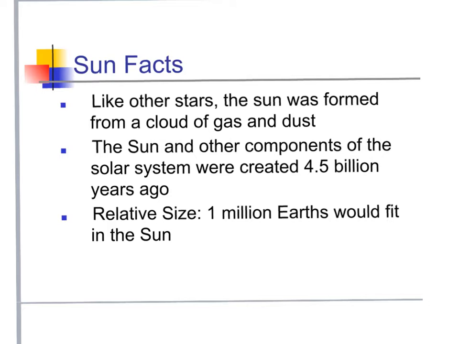So scientists have determined that the sun and other components of the solar system were created 4.5 billion years ago. And if you think about the relative size of the sun, it's huge compared to Earth. And so the last point on the slide just describes how 1 million Earths would fit inside the sun. So our sun is huge.